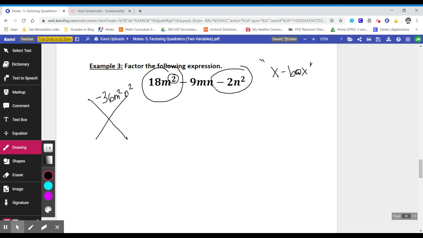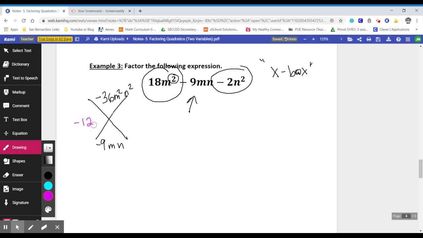Okay. Then the b, I'm going to put it on the bottom. In this case, b is this term, which is negative 9mn. So negative 9mn, including the variables. Very important. Then I got to find the combination. What two numbers multiply to the top number but add to the bottom number? We've done this before, so we just got to find the right combination. If you said negative 12 and positive 3, that is correct.